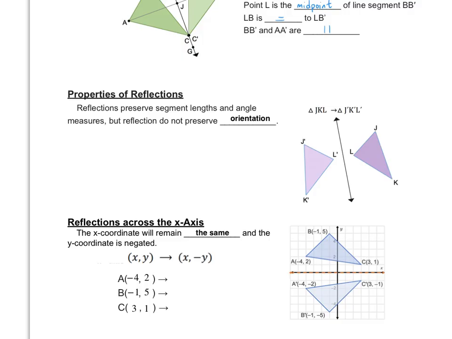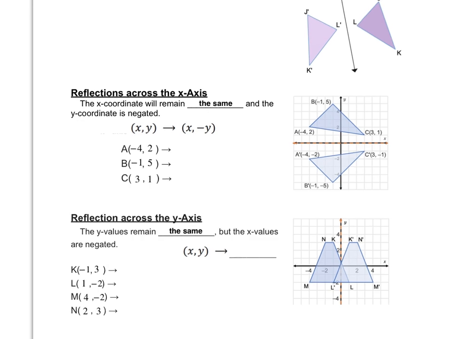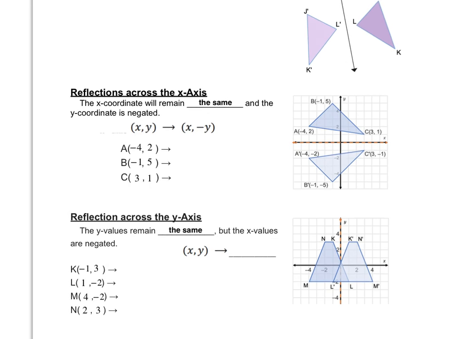It changes orientation. We talked a little bit on reflection across the axes. They do have mappings for that. And that's simply thinking about it, that the x-coordinate will remain the same if I'm reflecting over the x-axis. The x-coordinate will remain the same, but the y-coordinate will be changed, the sign will become the opposite.